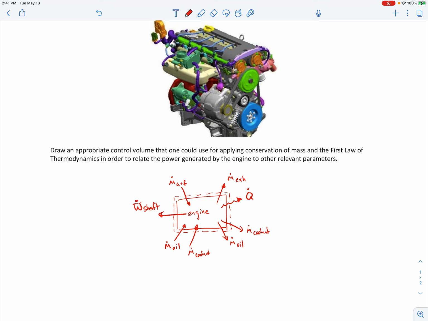The whole point of the engine is to rotate a crankshaft that basically turns a shaft that ultimately turns the wheels of the car. So this is really the goal of the engine: to get as much shaft work out of the engine as possible. You want to minimize how much fuel you have to put into the engine, but you want to maximize how much power you get out of it. In steady state operation, you would expect the mass flow rate of oil coming in to equal the mass flow rate of oil going out. Same with the coolant. You don't want any coolant stuck in the engine. Whatever comes in goes right back out.